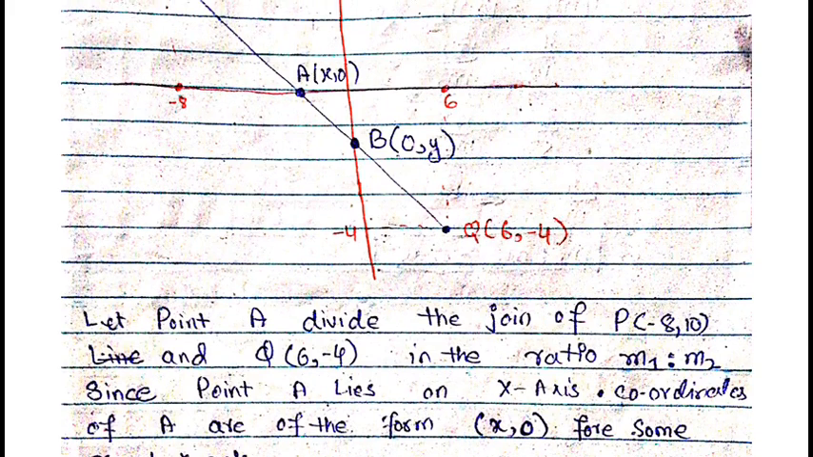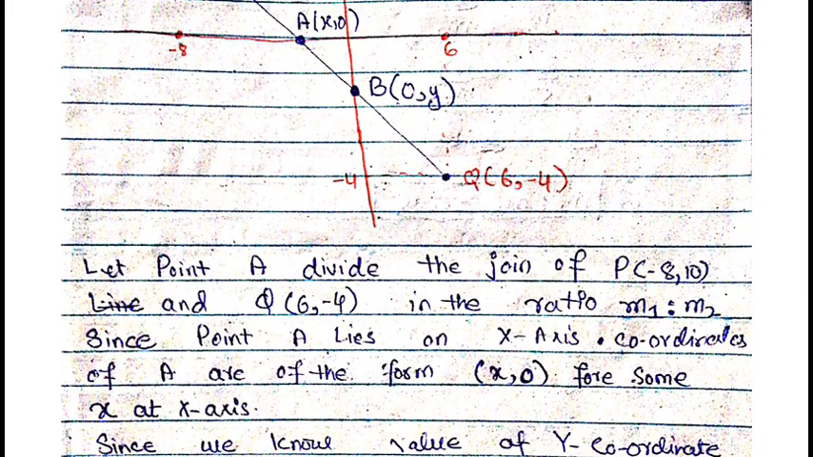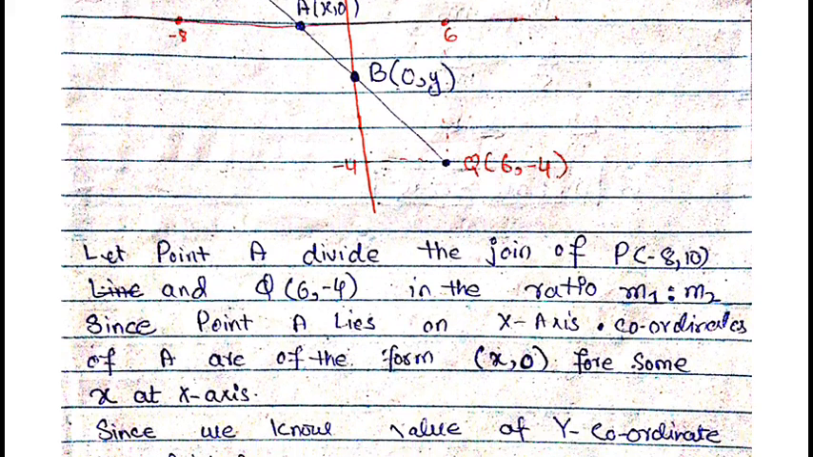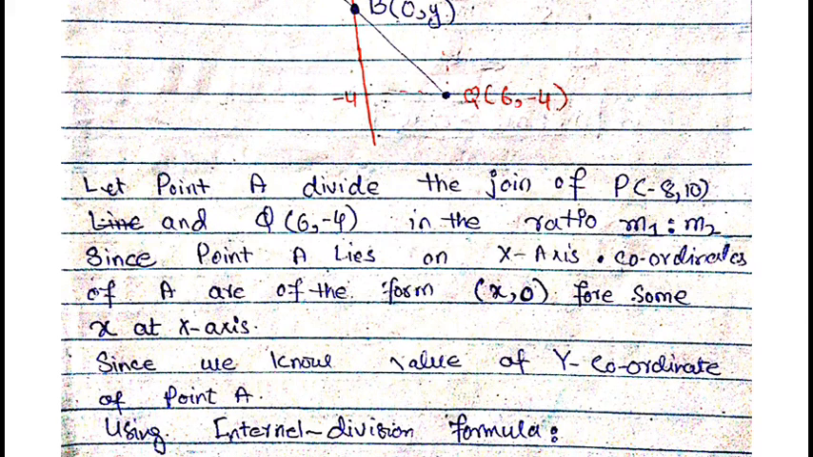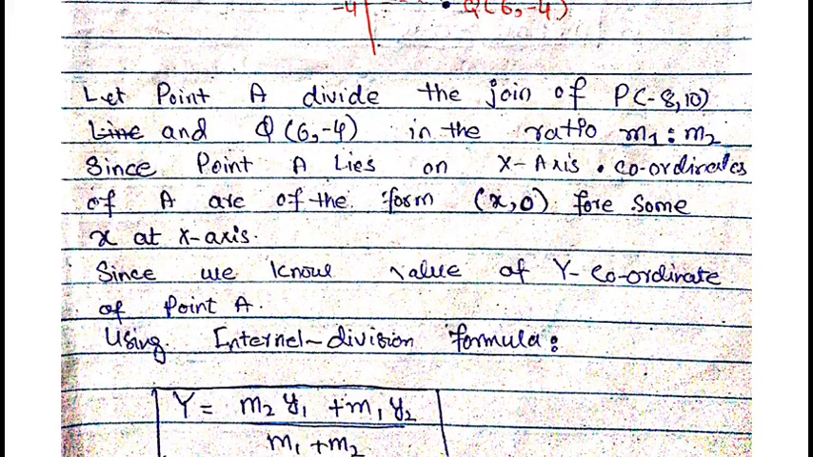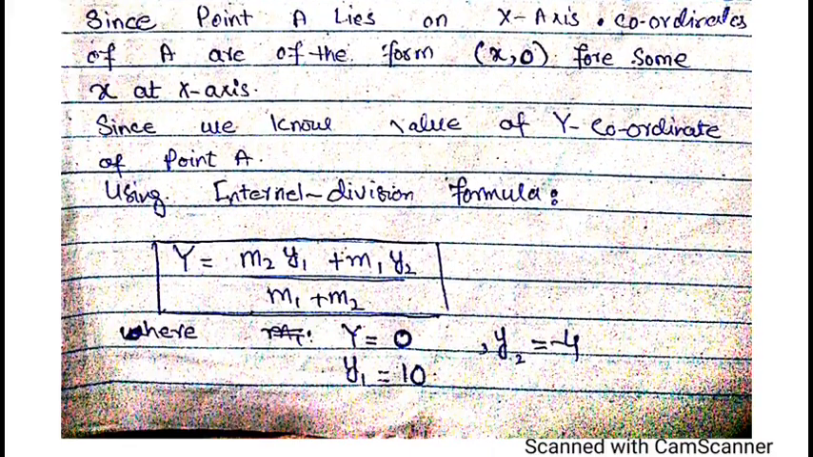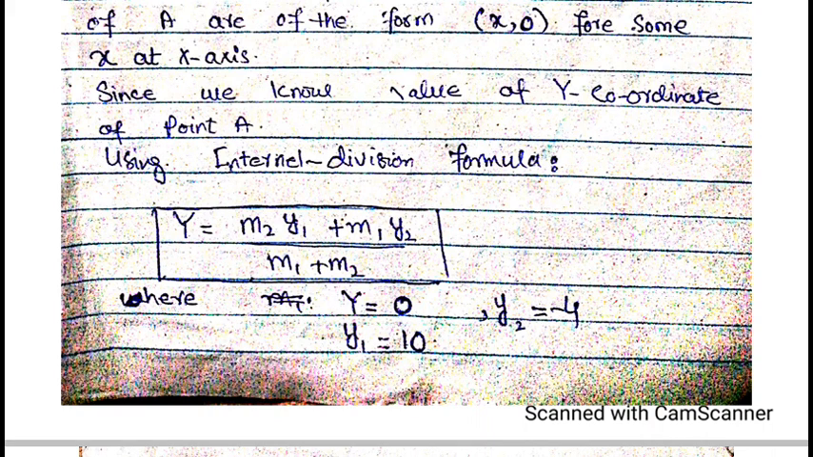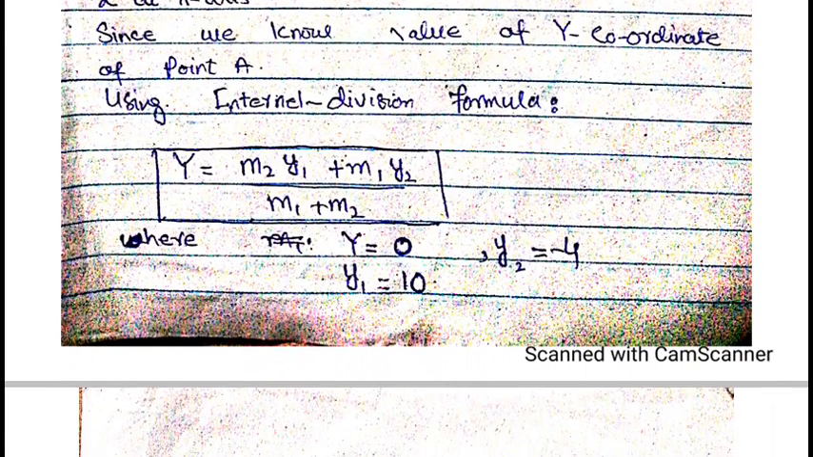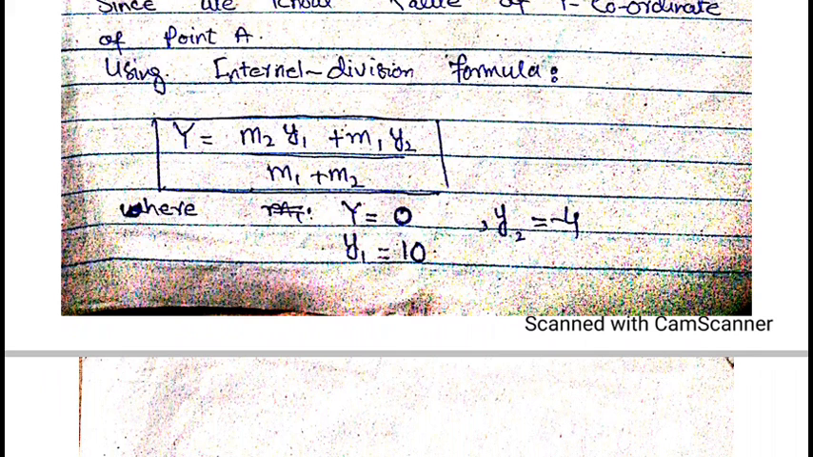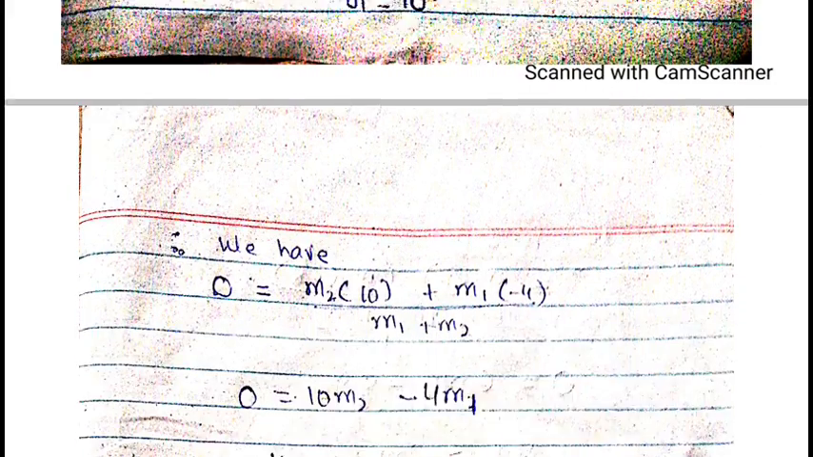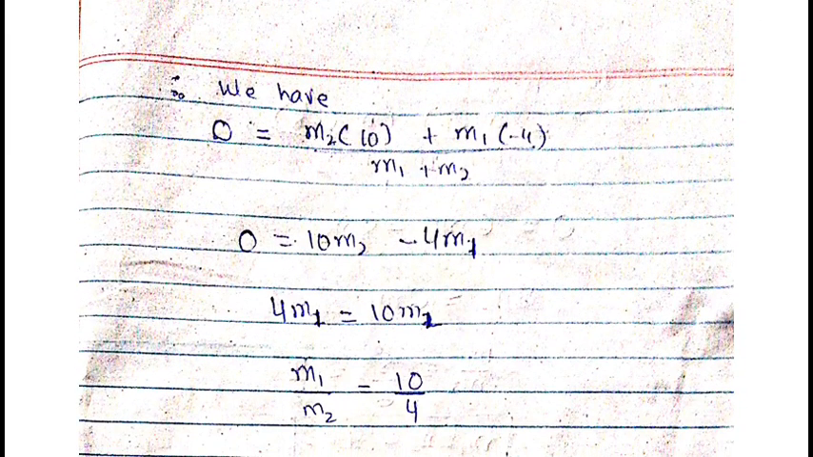So let A divide the join of P and Q in the ratio m1 ratio m2. Since point A lies on the x-axis, coordinates of A are of the form x, 0 for some x on the x-axis. Since we know the value of the y coordinate of point A, we will use the internal division formula for y. So y equals m2 y1 plus m1 y2 over m1 plus m2, where we know the value of y is 0, the value of y1 is 10 and the value of y2 is -4.